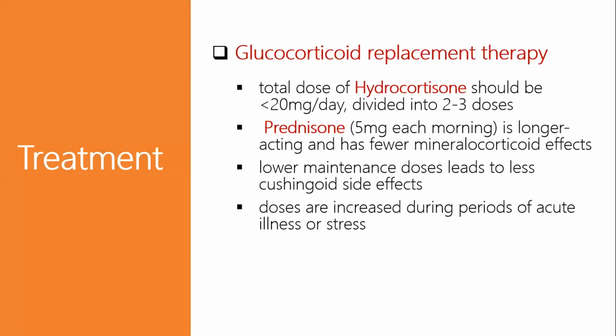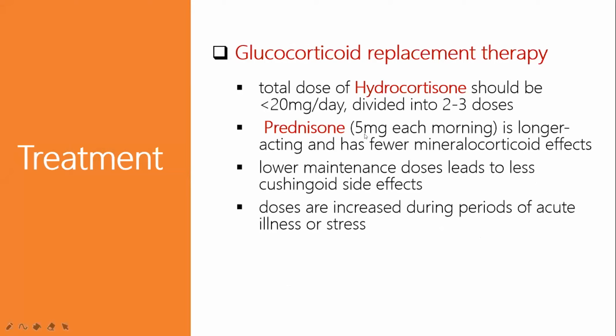For the treatment, of course, the mainstay of treatment would be glucocorticoid replacement therapy. Now, this is for a secondary adrenal insufficiency. So the total dose of hydrocortisone should be less than 20 milligrams per day, divided into 2 to 3 doses.